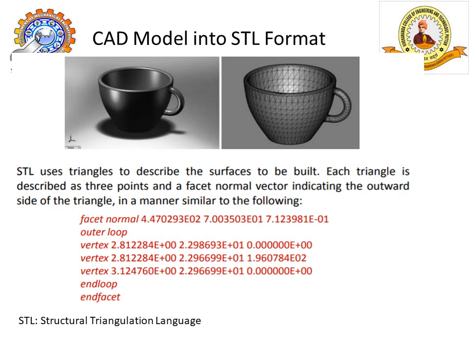STL uses triangles to describe the surface to be built. Each triangle is described as 3 points and a facet normal vector indicating the outward side of the triangle, in a manner similar to the following. It is the file format. The facet normal 4.47029 E02, 7.00. This is how the values are given for x and y. Outer loop, inner loop, and with this kind of data format, every triangle's data is stored.